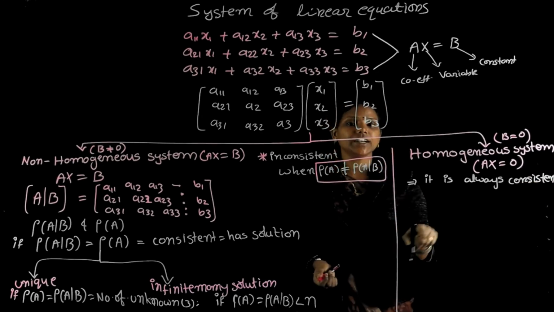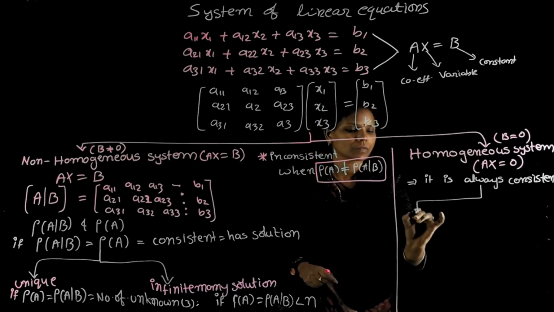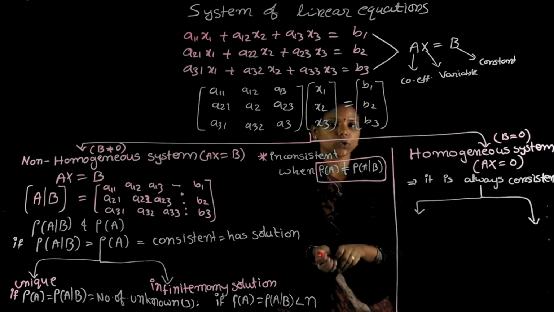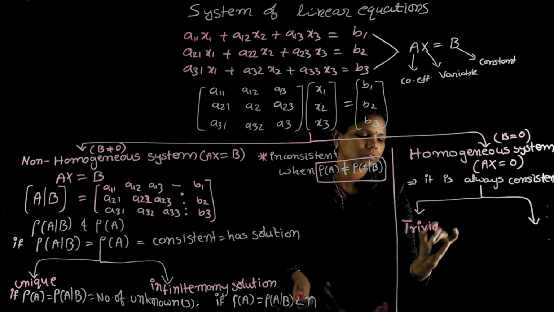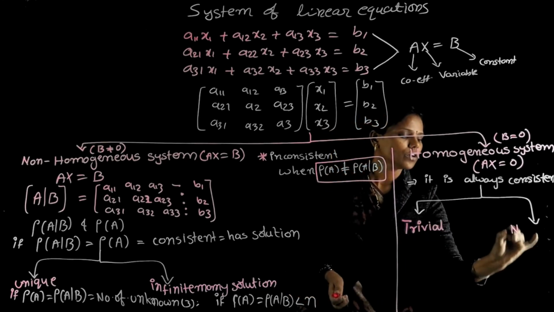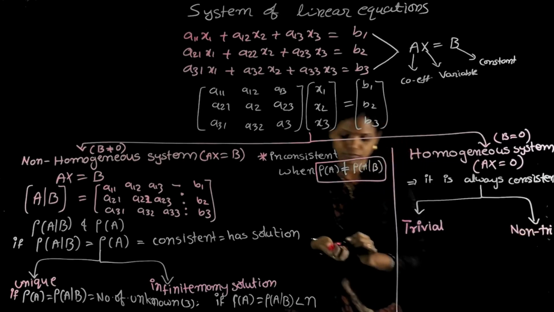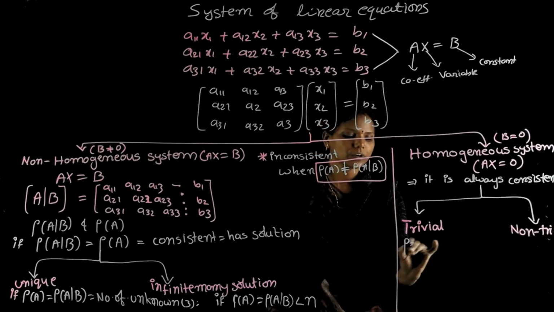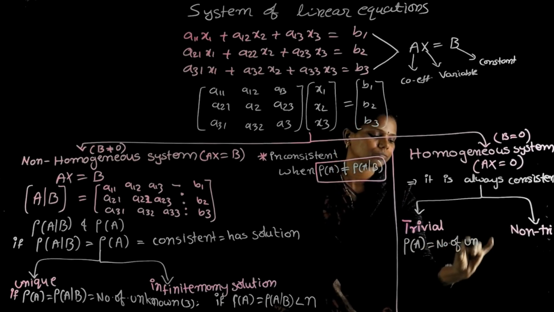If it is consistent, again this system has two types of solutions. One is trivial solution. Another one is non-trivial solution. So when we get trivial solution, it depends upon rank again. Rank of A is equal to number of unknowns or number of variables.